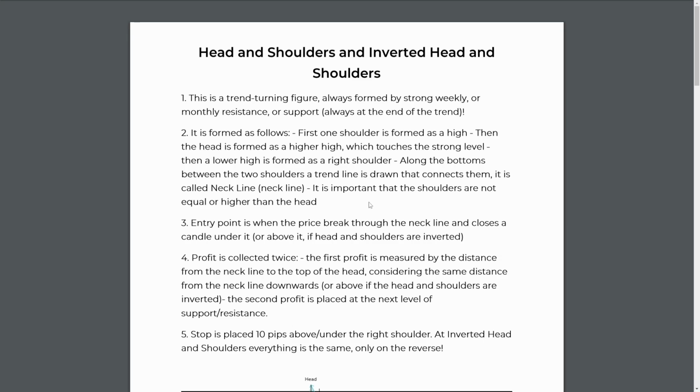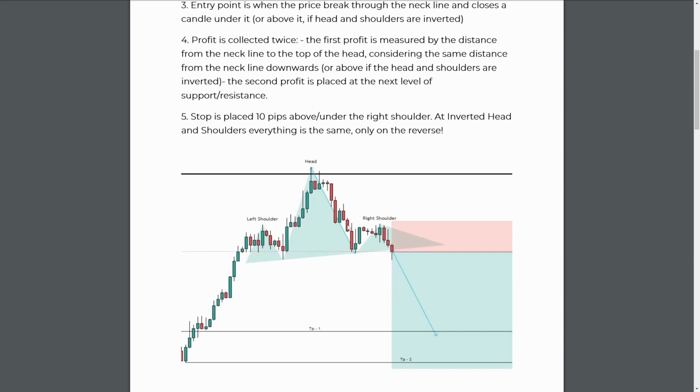How is the head and shoulders formed? It is formed as follows. First, one shoulder is shaped as a top. Then, the head is shaped as a higher top that touches a strong level. Then a lower top is formed as a right shoulder. Here is the highest top that touches the weekly level. We have the first top that does not touch the level, a second top that forms the head and touches a strong weekly level, and then the right top, a lower high, is formed as a right shoulder.